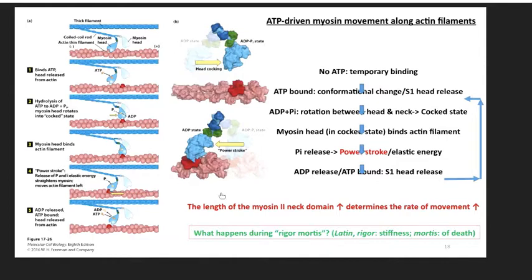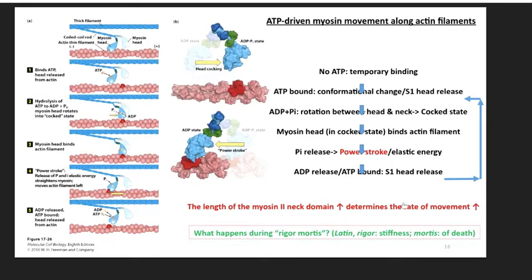Length of the neck increases. If it increases, it determines the rate of movement, because as the length of the neck domain increases, the rate of movement will also increase.